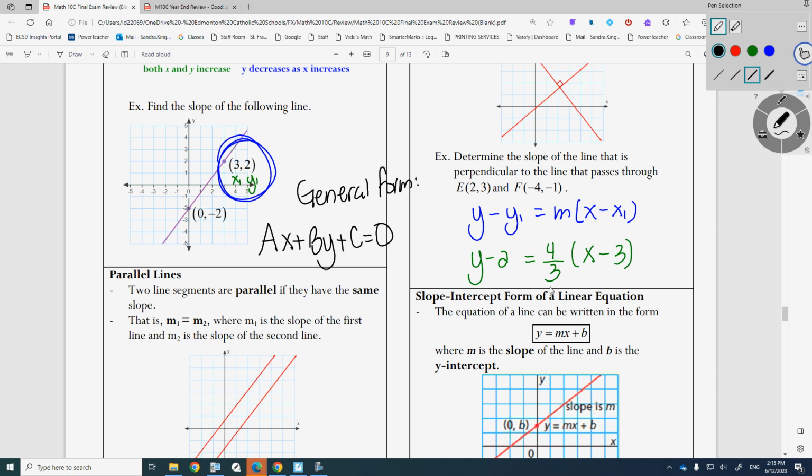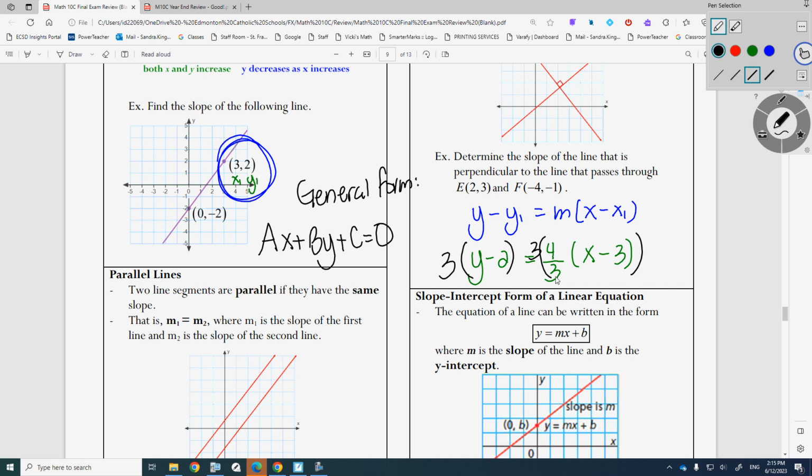Two things are necessary to go into general form. X must be positive, and we can't have fractions. So I'm going to get rid of this divide by 3 first. That's the first thing I'm going to do. To get into general form, I'm going to put my left side in a bracket and my right side in a bracket. I want to get rid of that divide by 3, so I'm going to multiply the left side by 3 and the right side by 3.